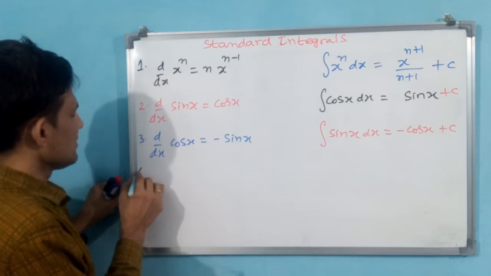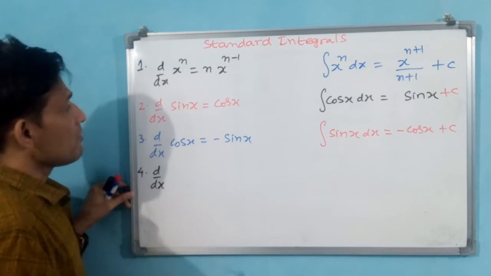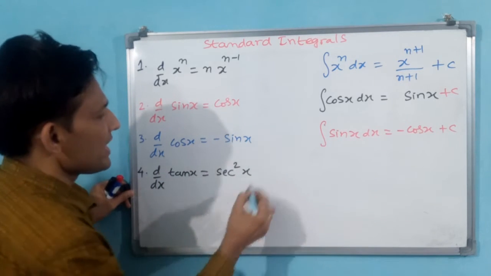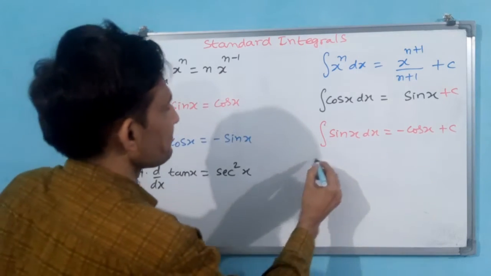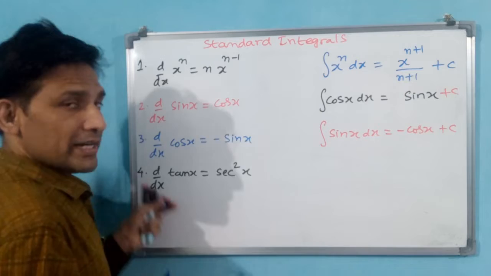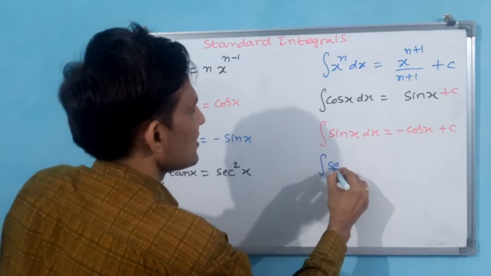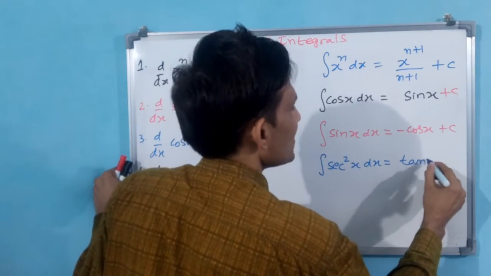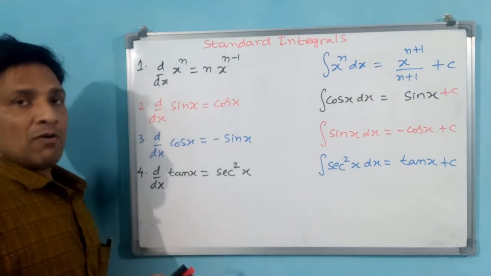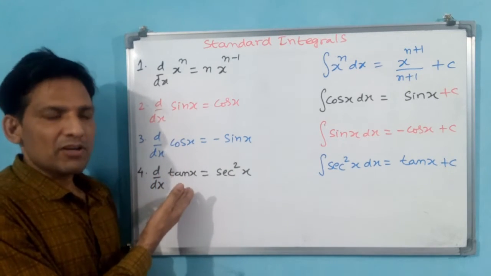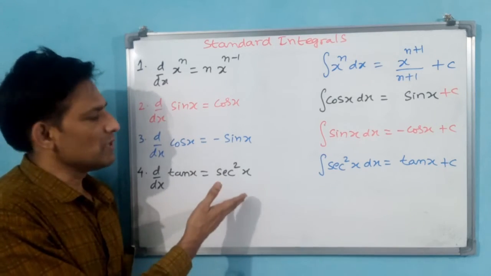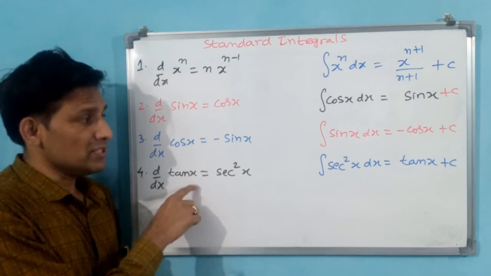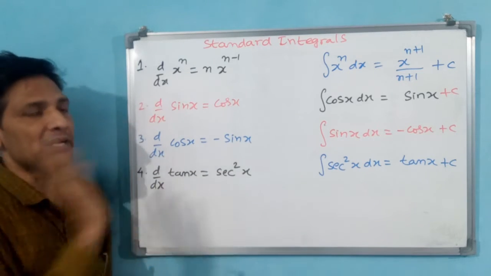Let us go to the fourth one. d by dx of tan x is secant square x. Integral secant square x dx is tan x plus c. Why that plus c? Here tan x plus a constant also will give secant square x only, as that constant is going to become 0. That is why for secant square x you have to write tan x plus c. Some other constant may also be there, like we are telling.